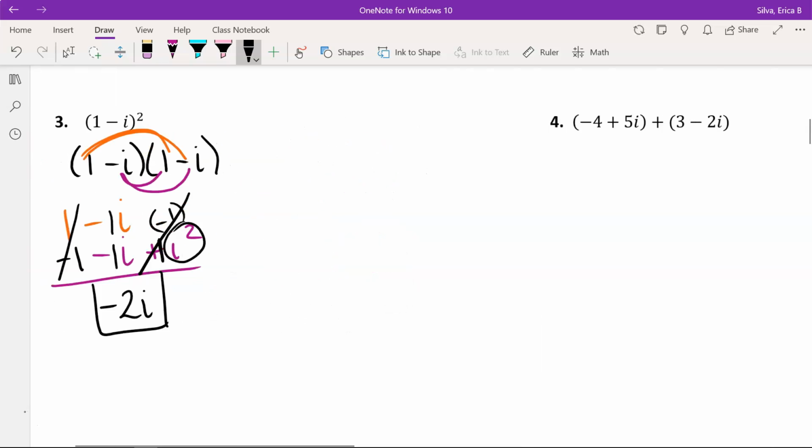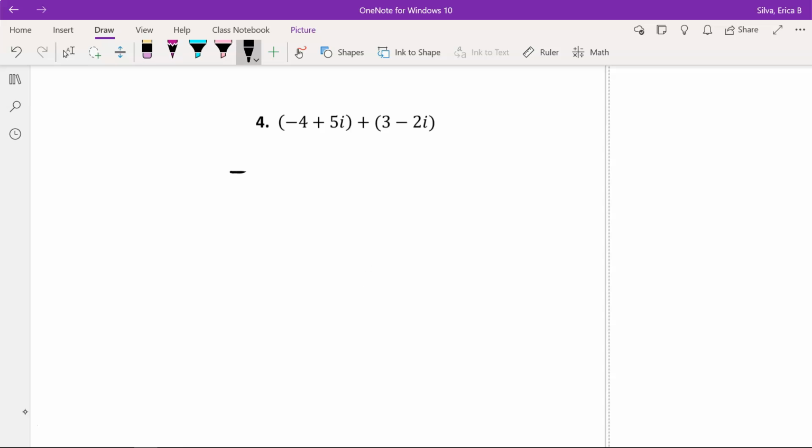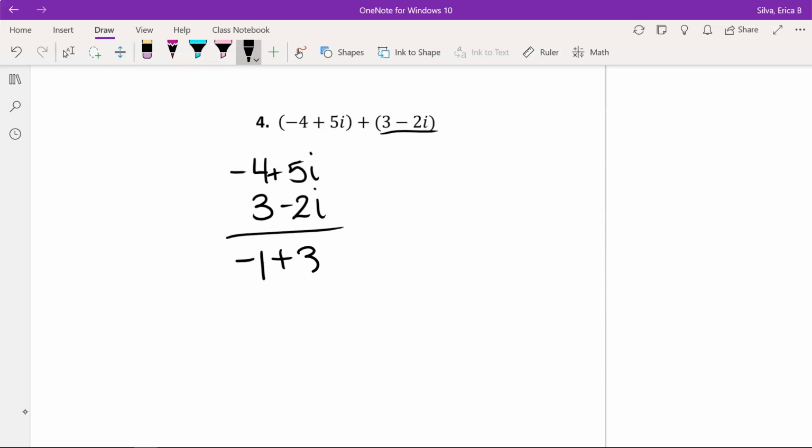And then finally, we have adding complex numbers. We're going to rewrite the first complex number, basically dropping the parentheses. We're going to write this one down right under it. And then we just combine. -4 plus 3 is -1. 5i minus 2i is +3i.